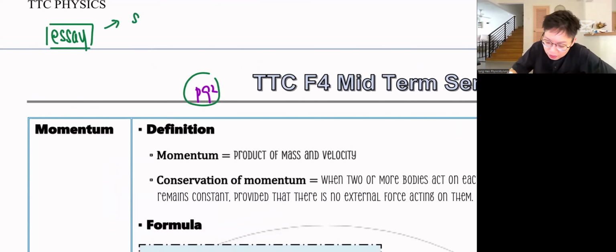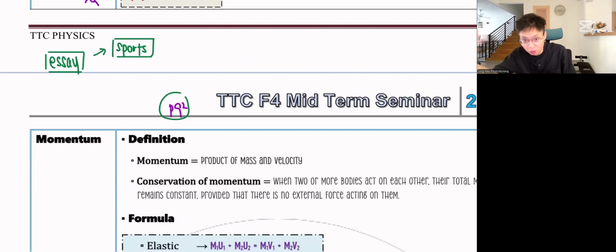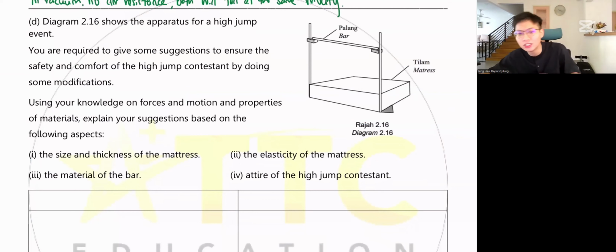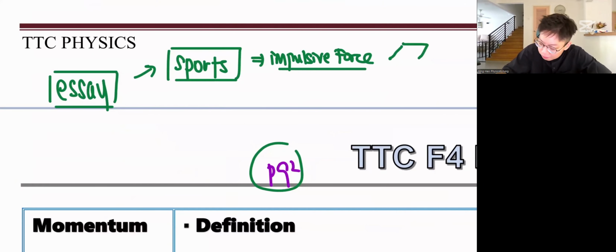The first topic will relate to anything on sports: high jump, long jump, badminton, tennis, everything sports related. So you must be ready for sports questions. For example, they might ask you to design a high jump contest competition, or to design how a person should dress for a rugby or football match. Usually it will be related to impulsive force. Especially, they like to ask about the mattress, just like the high jump mattress I showed you.